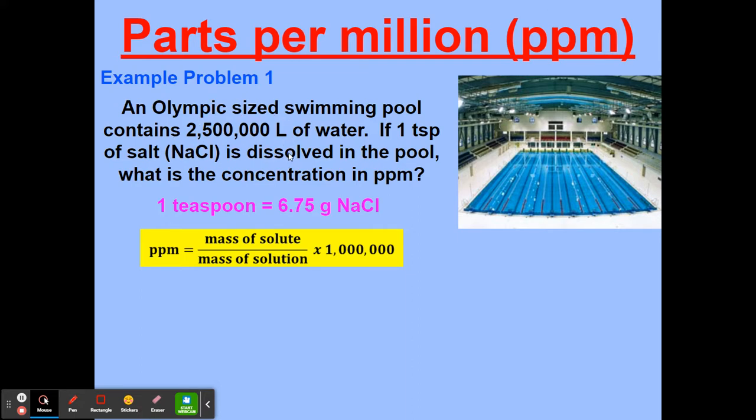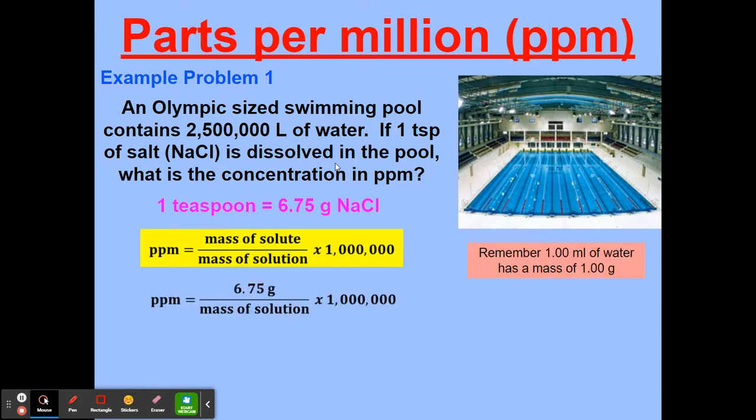Now, we know the density of water is 1. And density units are grams per milliliter. So the density of water is 1 gram per 1 milliliter. So that tells me every 1 milliliter of water is equal to 1 gram. So 1 milliliter of water has a mass of 1 gram due to the density. That's what I say right here. So we have to take this number and convert it to milliliters.